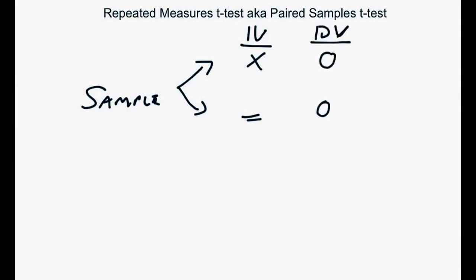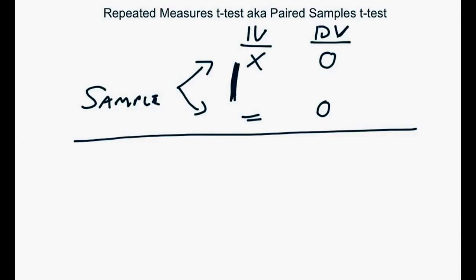So in the typical experiment that we've talked about before, we had a sample that we then randomly divided into an experimental group that got our manipulation and a control group that got no manipulation, and then we measured them on our DV and we looked for a difference between the two groups. But the point there is that these two groups are completely separate, completely different or independent groups. There are times, however, when you may want to do something different.